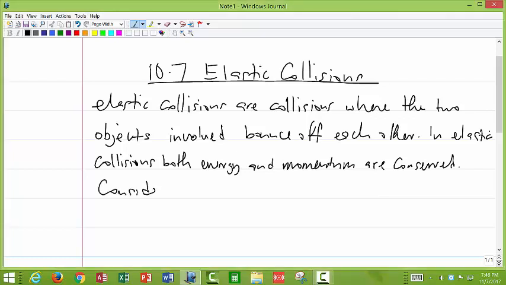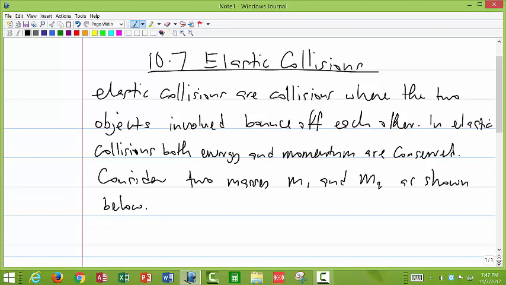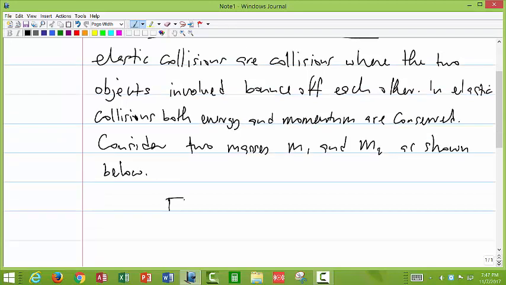So we consider two masses, M1 and M2, as shown below. Okay, so we have the two masses, M1 and the second mass, M2, and we have M1 moving this way and colliding with the second mass, M2. And we can keep M2 at rest if we want. So this is V1 initial, V2 initial equal to 0. So this is before collision.